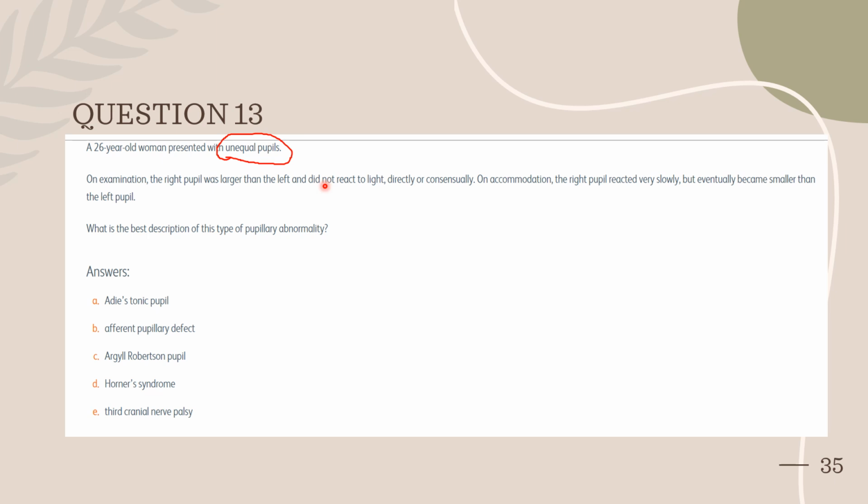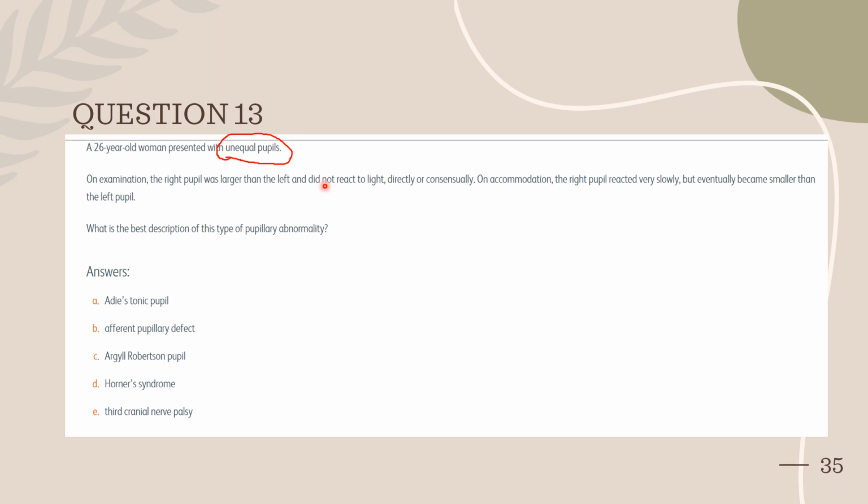Okay. So the diseased pupil is larger than the normal, and it is not reacting to light directly or consensually. On accommodation, the right pupil reacted very slowly, but eventually became smaller than the left pupil. So there is no reaction with direct or consensual reflex. See, the light reflex is important in the way that it is acting. What is light reflex? When a light is shown to an eye, the pupil constricts. Not only that pupil constricts, the other pupil also constricts.